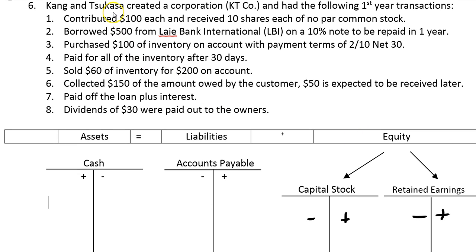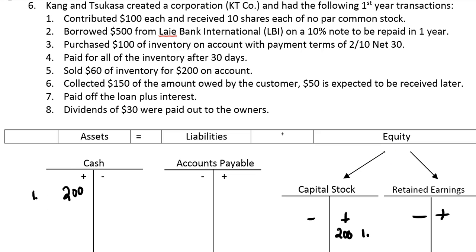So Kong and Sukasa created a corporation, KT Corporation, and had the following first-year transactions. They each contribute $100, and they received 10 shares of no par common stock. These are just the certificates that show it's not really a dollar amount here. So we're effectively saying 2 at $100 each. What that means is we have $200 more cash. So this is number 1, if you want to note it that way. And they have capital stock. That's number 1. Okay, so that's what you do. Cash went up 200, capital stock went up 200, and it stays in balance. Total assets are 200, equity is 200.